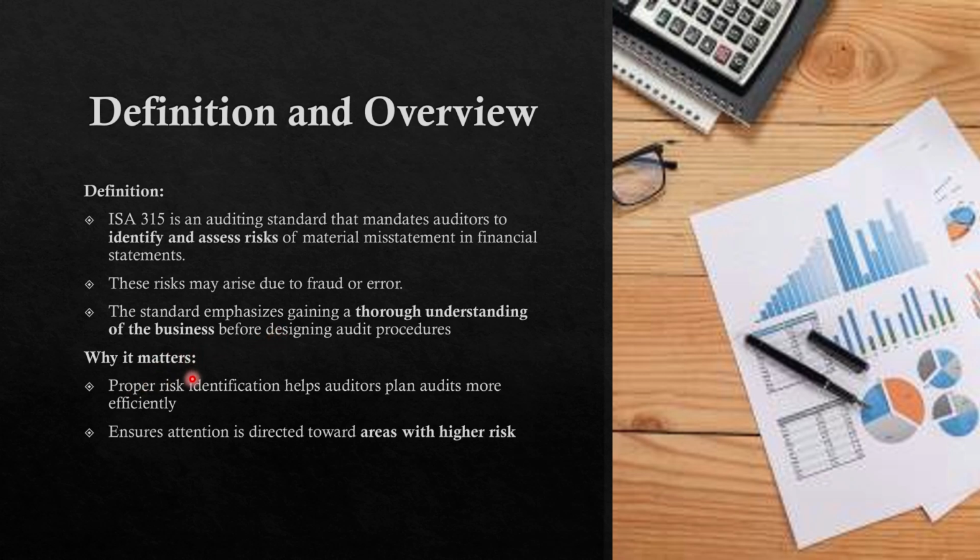First, proper risk identification helps auditors plan the audit more efficiently. So instead of checking everything equally, auditors focus more on areas with higher risk. And second, this ensures that the audit effort is directed where problems are more likely to occur, such as complex estimates, inventory, or revenue recognition. In simple terms, ISA 315 helps auditors work smarter, not harder.